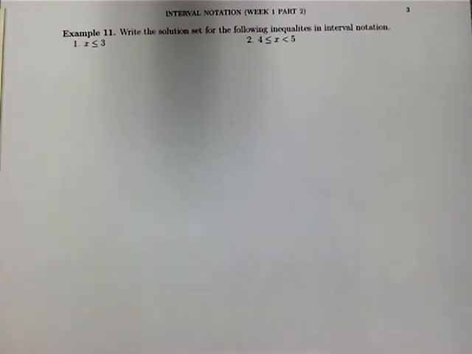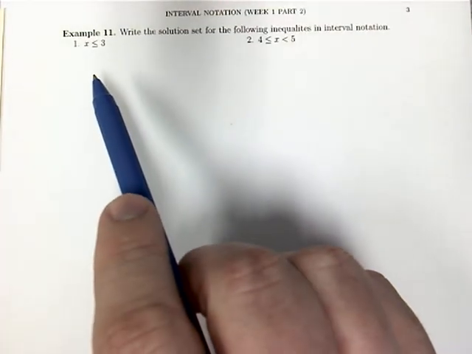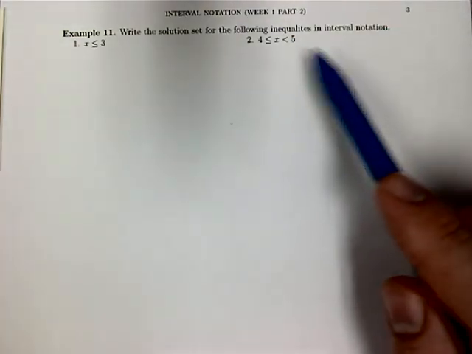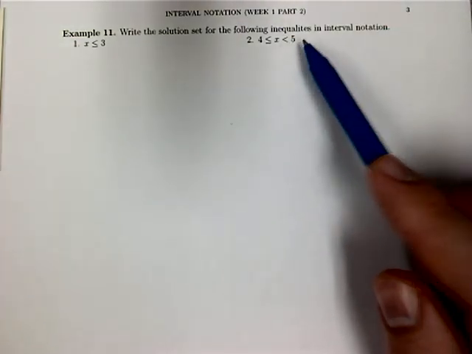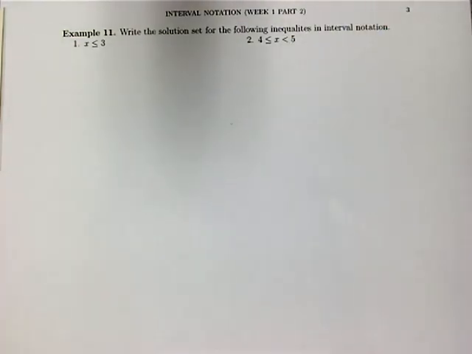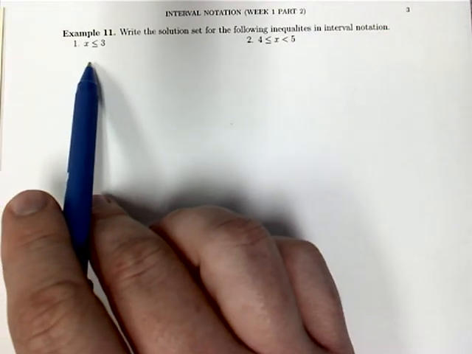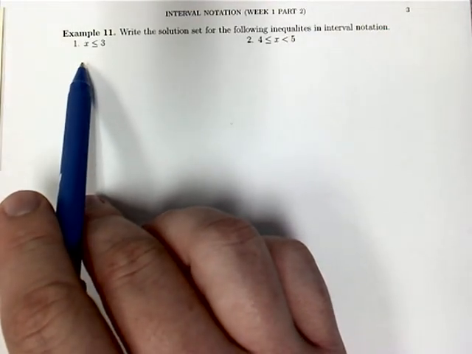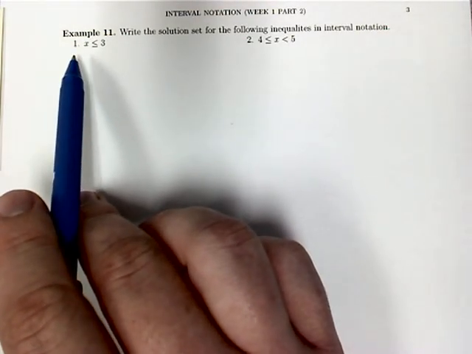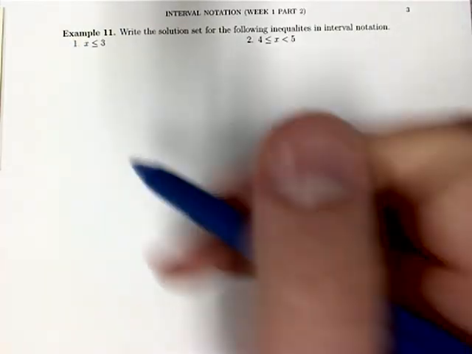All right, so let's do 2 more examples now that we have our tools. Okay. So we have x less than or equal to 3, and then we have this other one, 4 less than or equal to x less than 5. So what did we learn? We need to translate this into words. We don't have to write it out explicitly, but I'm going to say it. All numbers less than or equal to 3.